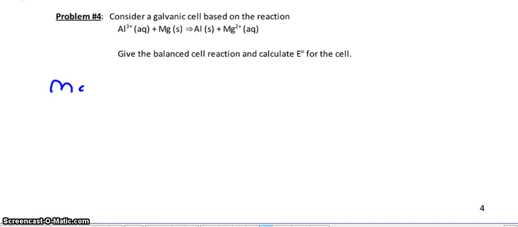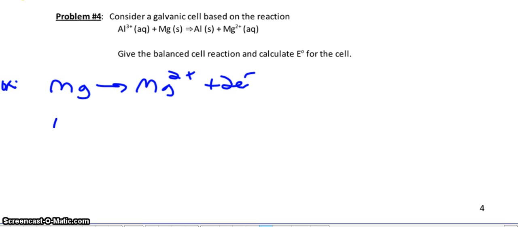So here's magnesium. Going from Mg to Mg2+. Is that oxidation or is that reduction? Well, where do I need to put my electrons? Which side needs to be more negative? I think it's this side. So is this oxidation or is it reduction? Well, my electrons are being lost. They are my products. Magnesium solid is giving them up. So this is my oxidation.